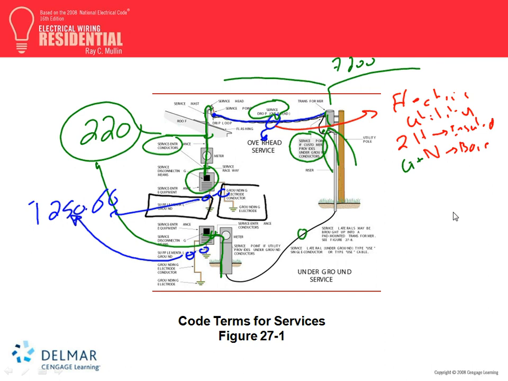Anybody know why we bond them together right here, guys? Why do we bond the neutral and the ground right at the service, right in here? We grab the neutral conductor, and we tie them together. Tie the ground, the neutral, and the grounding system. If you guys remember, if you have a short circuit anywhere in the system, where do you think the short circuit is going to go?